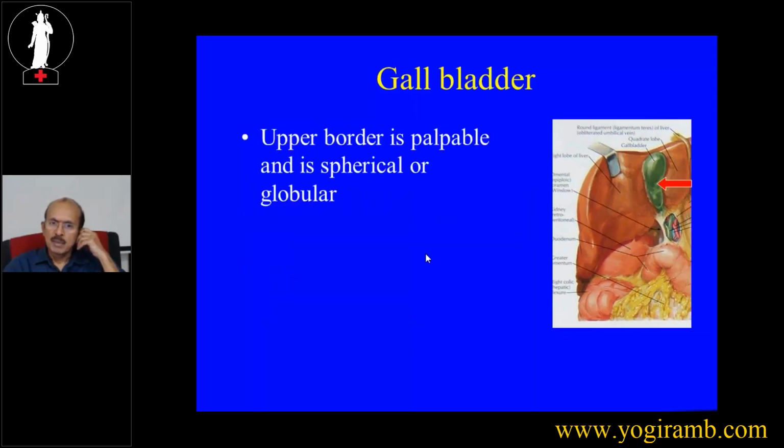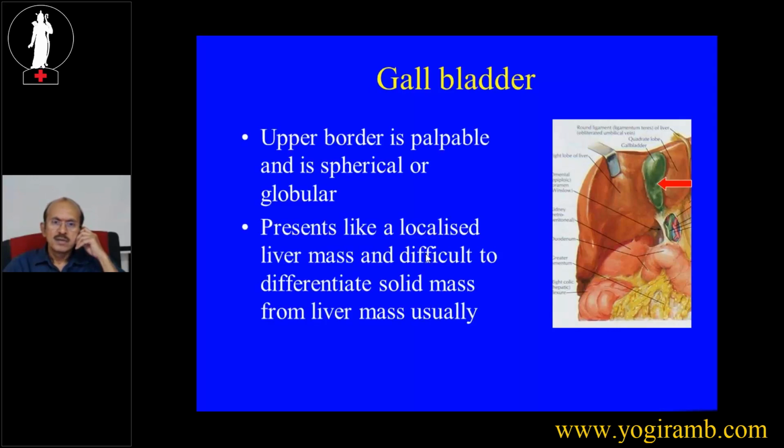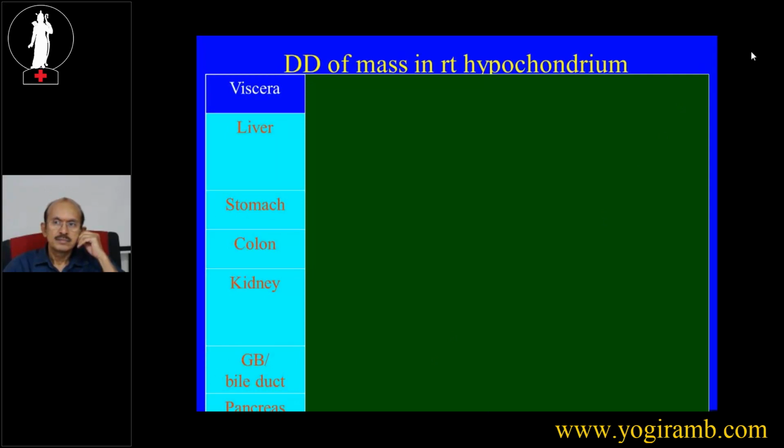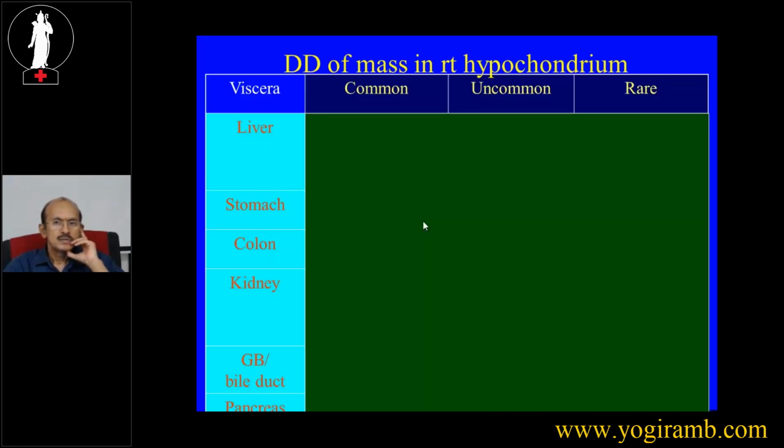Gallbladder swelling. Upper border is palpable and spherical or globular. Presents like a localized liver mass and it is usually difficult to differentiate from a liver mass. So these are the viscera that can cause masses in the right hypochondrial region. So let us consider the masses arising from these structures in the clinical presentation scenario: commonly seen, uncommonly seen, rarely seen.